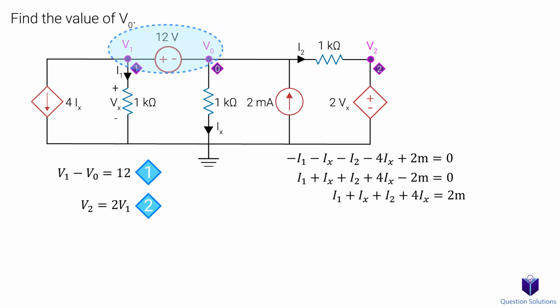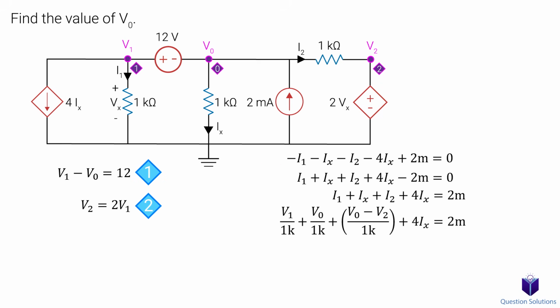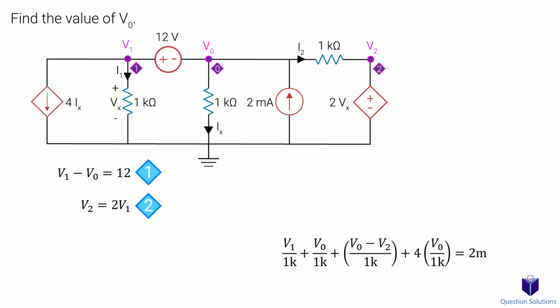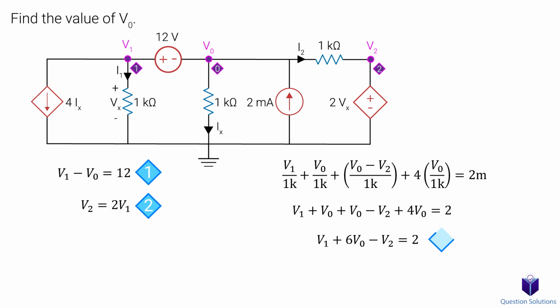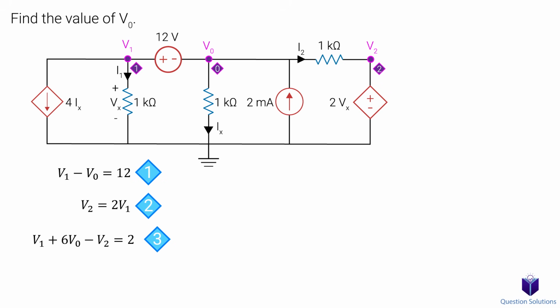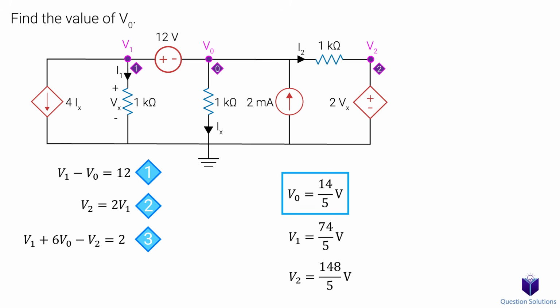Now we can write each current in terms of nodal voltages. I1 is V1 over 1K, Ix is V0 over 1K, and I2 is leaving V0 and going towards V2, so it's V0 minus V2 over 1K. Lastly, we have this dependent current source. But notice, we already established that Ix was V0 over 1K, so we can replace this with that. Let's multiply everything by 1K and then simplify. This is our third equation. Now we can solve, and that's our answer.